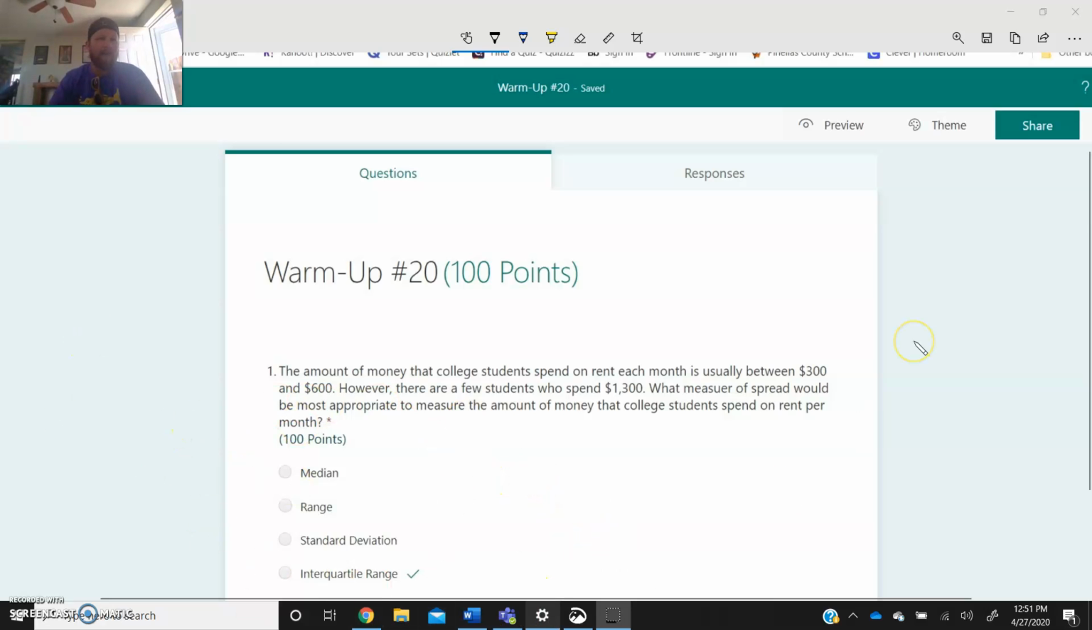This is one of those annoying problems. Definitions, words, vocab, they're always a headache. Interquartile range is definitely going to be best in this scenario. That's your review of warm-up number 20.